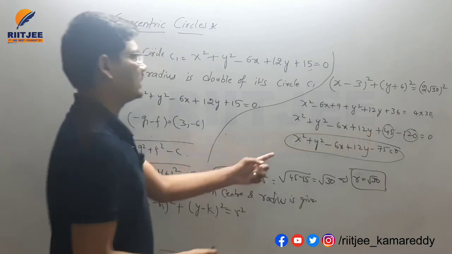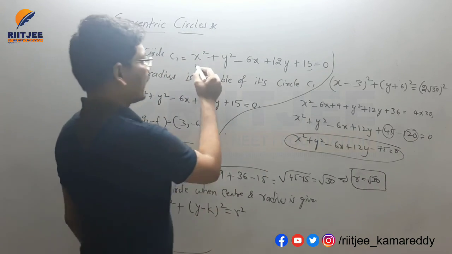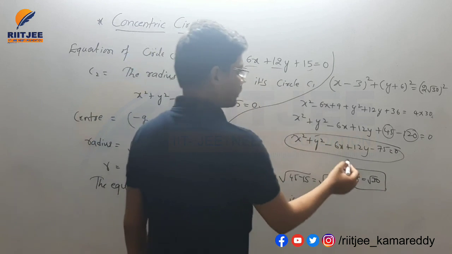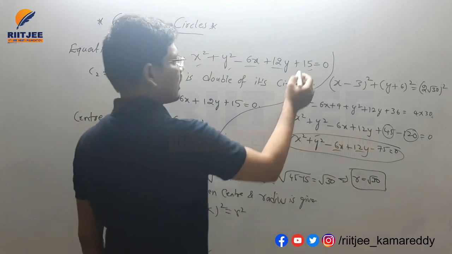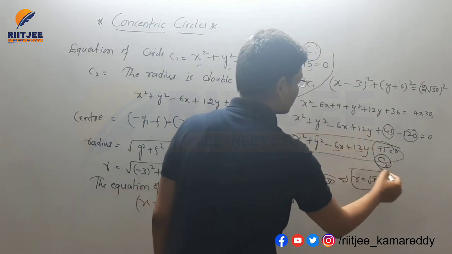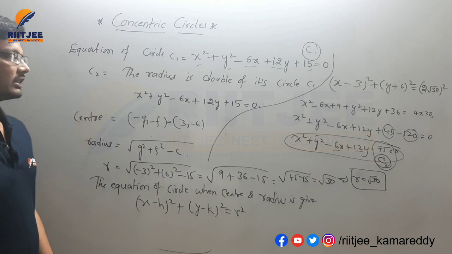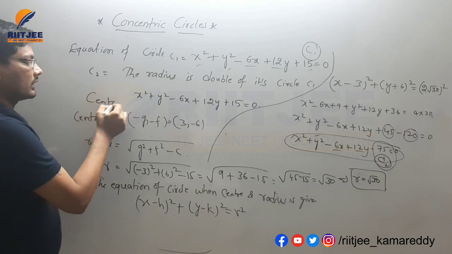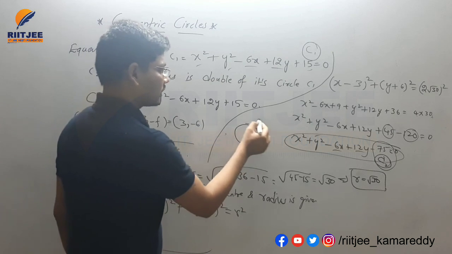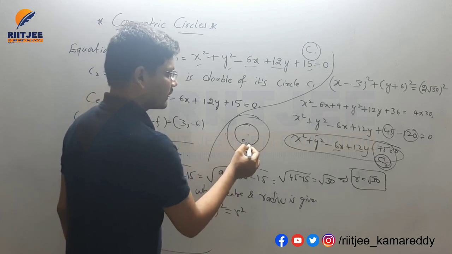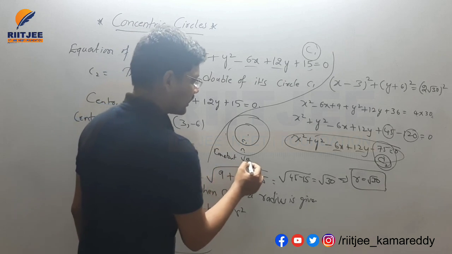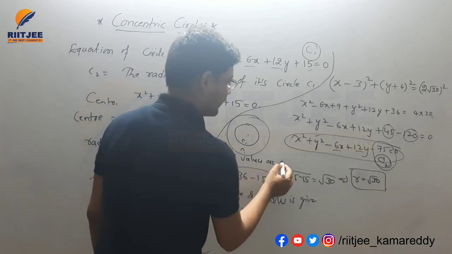Here if you compare this equation with the earlier equation, x square and y square are common, minus 6x plus 12y is common, and only the C1 and C2 values are different. This is all about concentric circles. When it comes to concentric circles, only the constant values C1 and C2 vary.